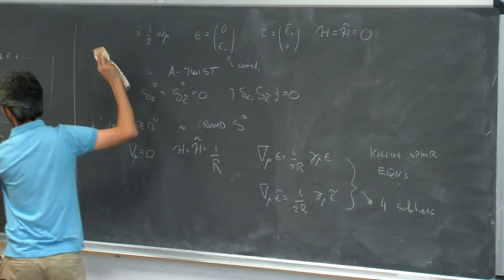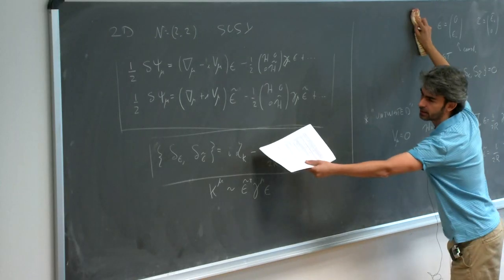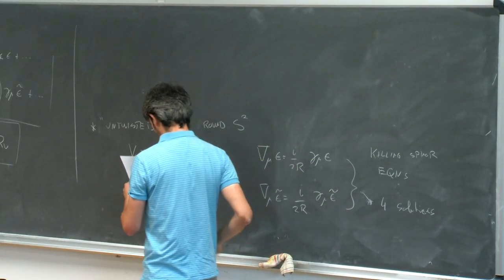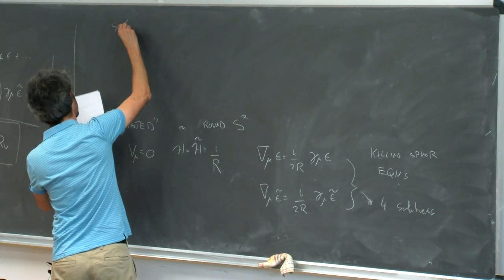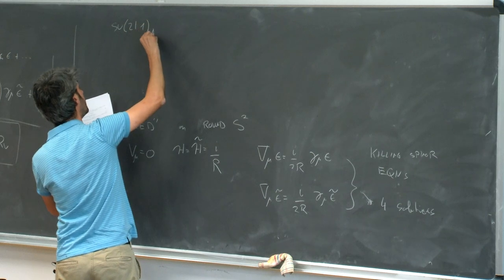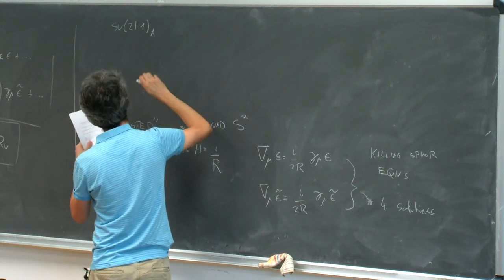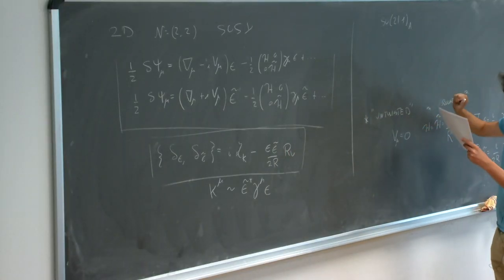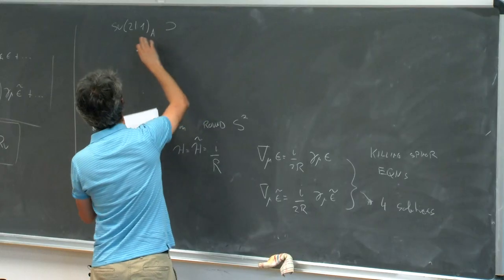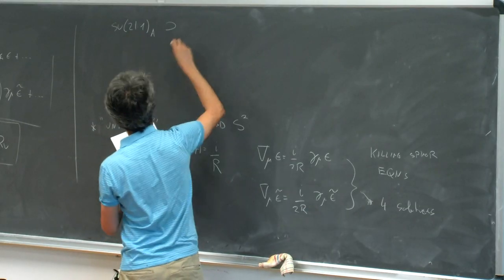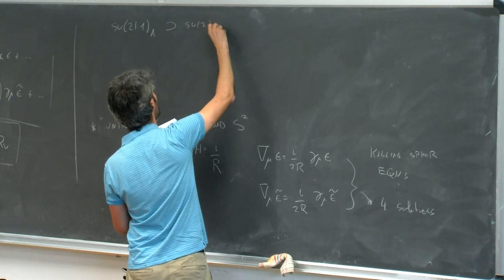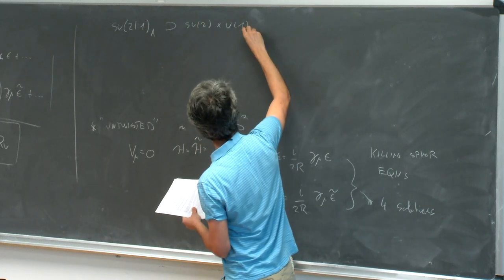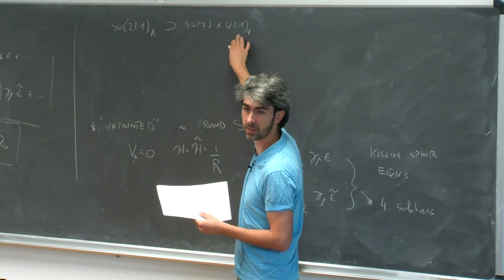Now, in fact, what this algebra is, as we say, this generates rotations of the sphere. So this is SO3. And in fact, the full algebra is SU(2|1). Let me call it A, because it uses the vector-like R charge in the same way as the A twist does. So this is a superalgebra. In fact, the bosonic part of this superalgebra is SU2 times U1. So SU2 is rotations of the sphere, and U1 is this vector-like R symmetry.